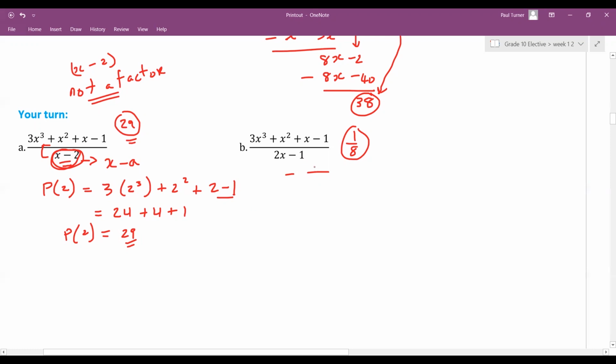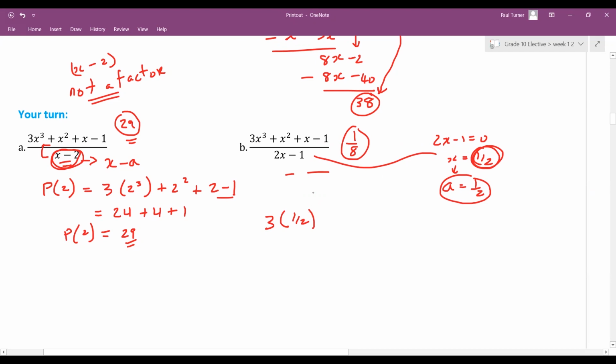So in this case, to get 1/8, let's just go 2x minus 1 equals 0. So x is 1/2. That is your a value that you use. If you forget how to do the formula, just use that little equation and then you'll find the a value. Don't use x, it's a. Now we need to put 1/2 into our dividend. So 3 times 1/2 cubed. I'm going to do this without a calculator. I think it's good practice too. If you did it with a calculator, just redo it using fractions.